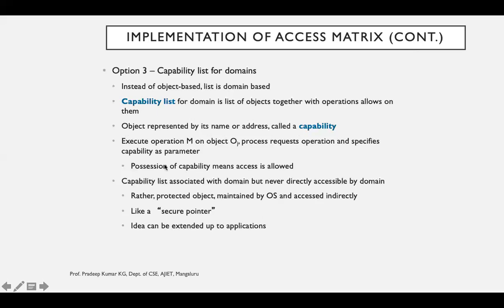So how to perform? Execute operation M on object Oj: the process requests the operation and specifies the capability as a parameter. So what to have in a capability? A capability is nothing but a list of objects with their operations. Just concentrate on this first part, up to this point. Please follow my screen: execute operation M on object Oj. We write this list as the capability list, saying what operations are allowed on this particular Oj. That is the capability of that particular domain.